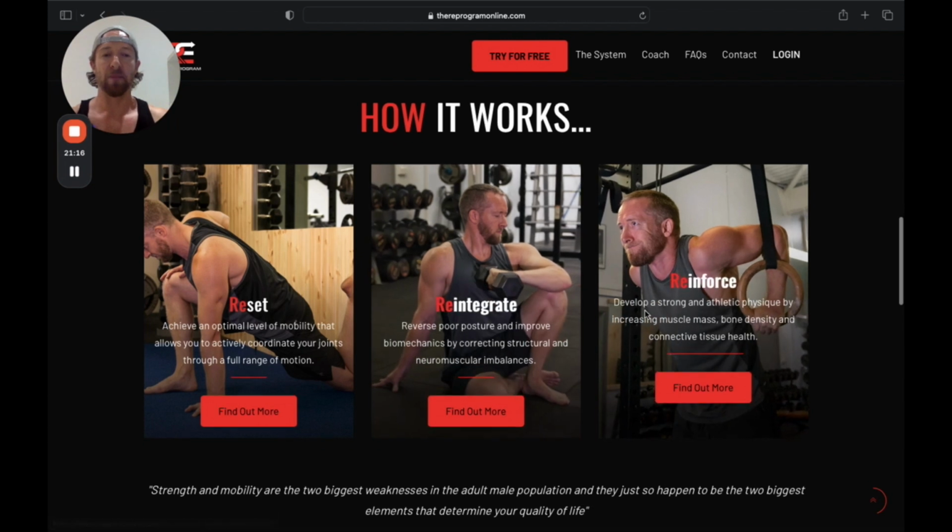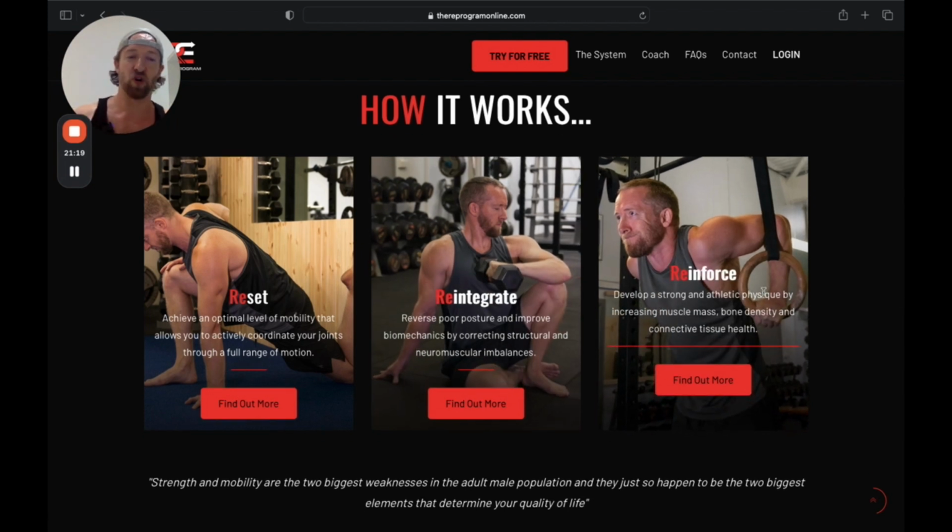So it's kind of like basic strength and conditioning, but really working on activation, okay? And then reinforcement is basically to develop a strong and athletic physique by increasing muscle mass, bone density, and connective tissue health on top of that foundation you've already built.